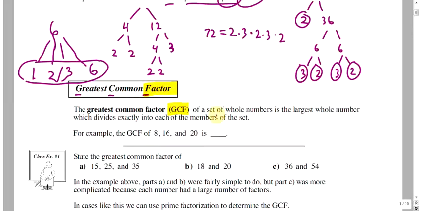Now, if we have 2 numbers, let's say I have a 12. There's all the factors of 12. Those are all the numbers that go into 12. What's common between these 2 factors? Well, they both have a 1. They both have a 2. They both have a 3. They both have a 6.